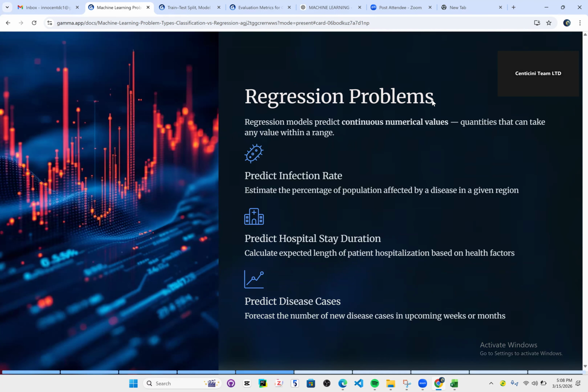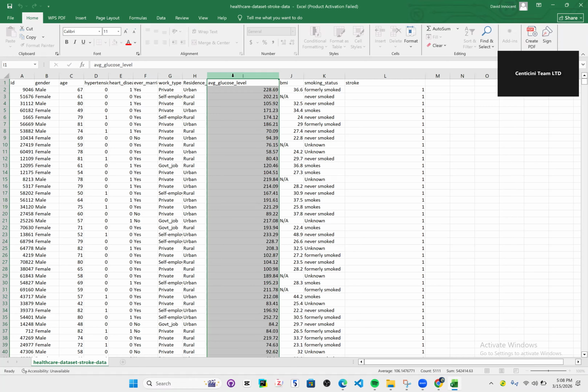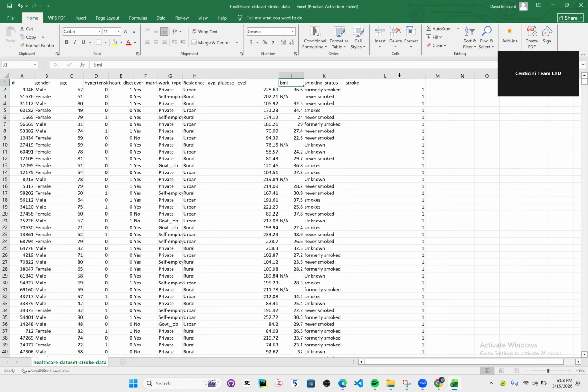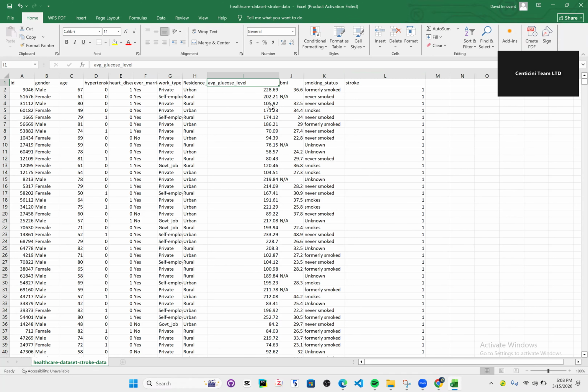Now, when does it become a regression problem? Remember, this is talking about the percentage of people affected with a disease, predicting hospital stay, disease cases, forecasting the number of new disease cases that we might have. Now, let's look at this. Let's assume we want to predict the average glucose level based on all of these parameters. Then this one automatically becomes a feature, and this is our target. In that case, it's going to be a regression problem because this is our target, numbers. The same can be for age, same can be for BMI.